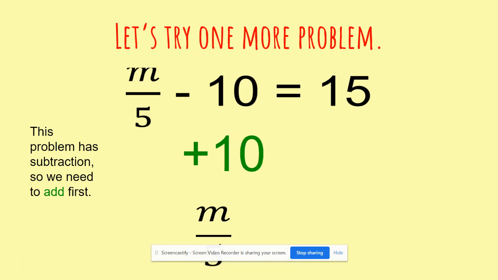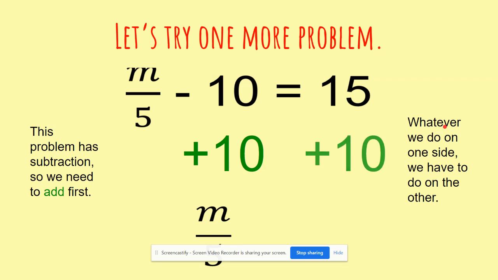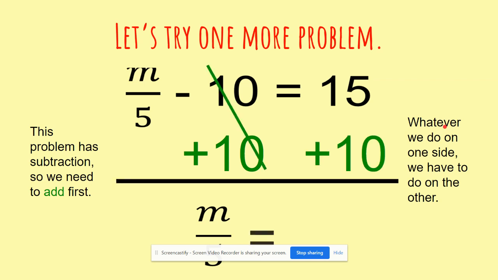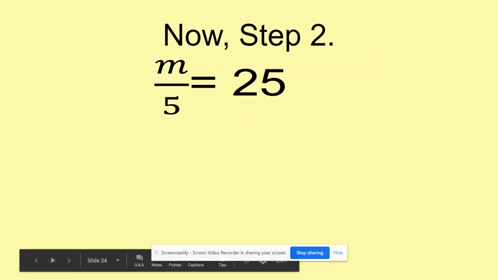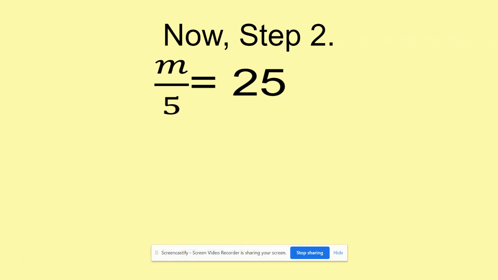So I'm going to add 10, but if I add 10 to the left side, I got to do it to the right side. Those are going to cancel out. And so what I bring down is my m over 5, and 15 plus 10 is 25. So there we are. We're ready for step 2. The m and the 5, those guys are hanging out. They're dividing.